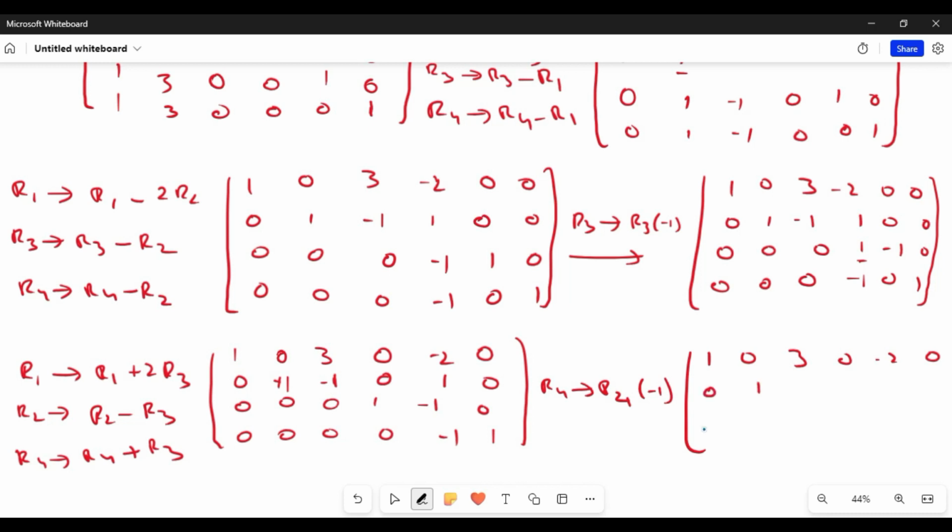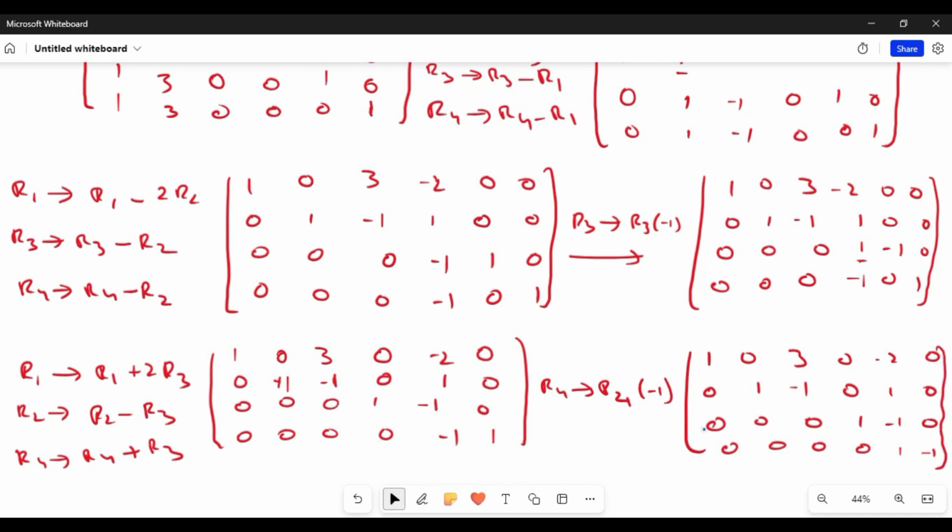0, 1, minus 1, 0, 1, 0. No change. The second row, third row will be 0 multiplied by minus 1 or 3 or 4. No. 3, 0, 1 minus 1, 0. Third row, and fourth row will be the new row 0, 0, 0, 0, 1 minus 1.